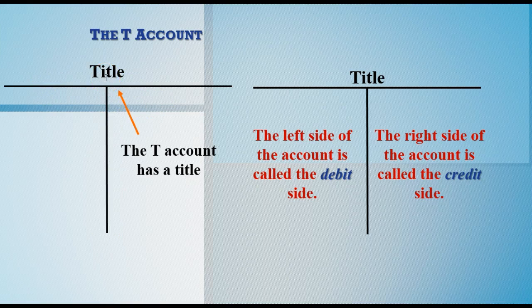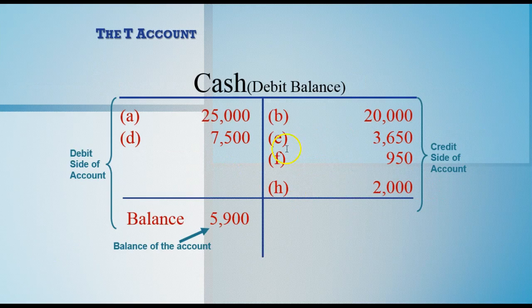And then it has a title. The left side of the account is a debit. The right side is a credit. Now, I'm going to show you why that's important here. If we come right here, here's the cash. This is our title. Cash is an asset, so it always has a debit balance. If it doesn't have a debit balance, you don't have any cash. You are overdrawn.